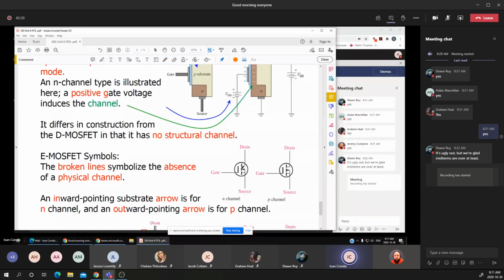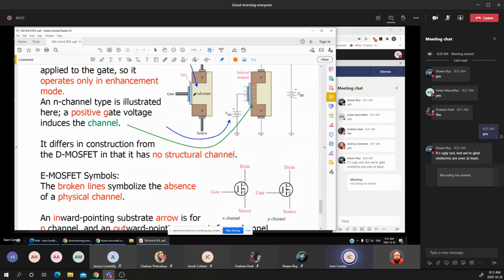The gate is isolated between the channel and the source. That's why you don't have a physical connection, or in the symbol there is no connection between the gate and the source. The same observation: if the arrow is pointed to the channel, that's an N-type. If the arrow is pointed out of the channel, it is the P-channel type.